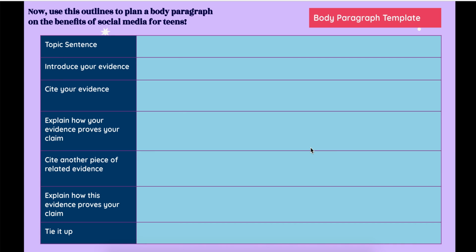So here you're going to see the template. We have a topic sentence, introduce your evidence, title, author, cite your one piece of evidence, explain how it proves your claim, cite another piece of related evidence, explain how that proves your claim, and then tie it up. Remember that we're trying to argue the benefits of social media for teens and that social media is actually a good thing. Make sure that you reach out if you have any questions.